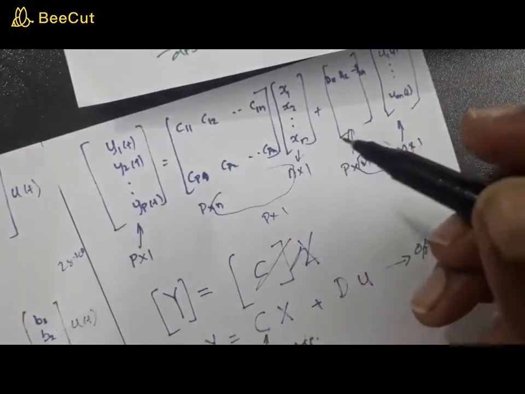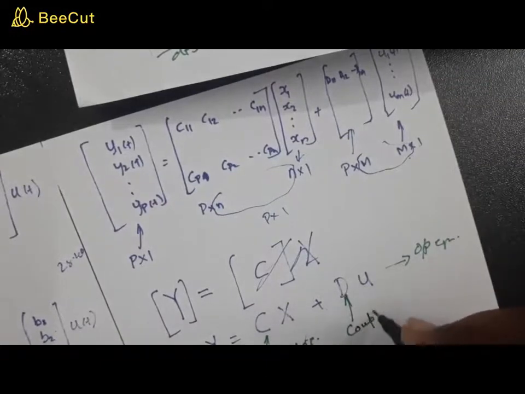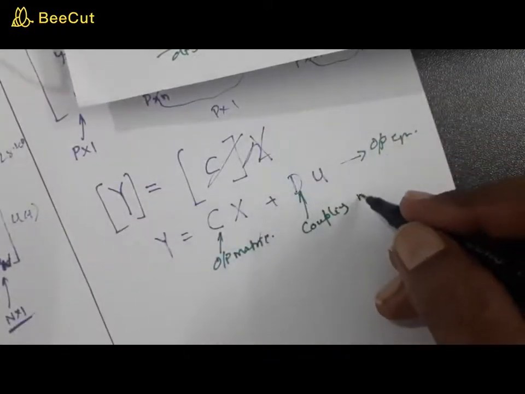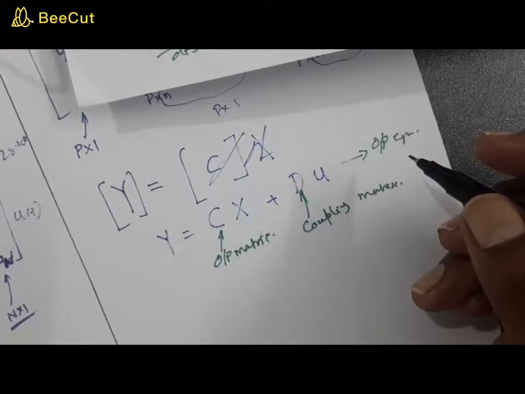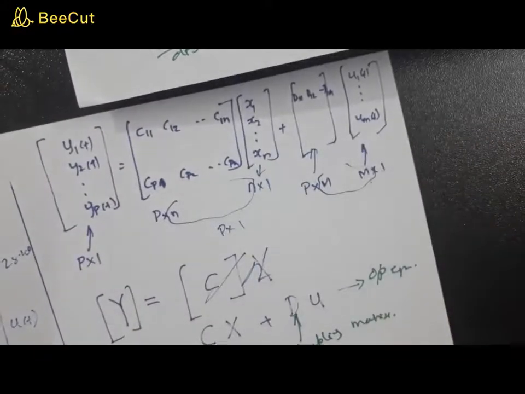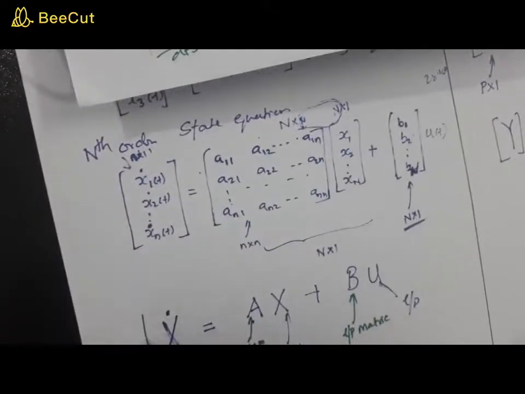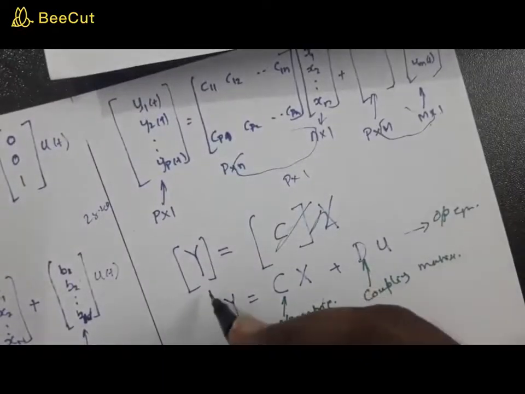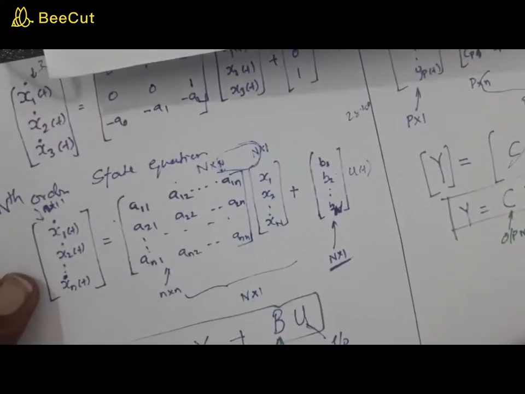So this actually determines the output, while D is called the coupling matrix. It represents the direct coupling between the input and the output, and that's why the D matrix is called a coupling matrix. So these two sets of equations, that is x dot equal to Ax plus Bu, and y equal to Cx plus Du, form the state model of a system. Hope you understood.